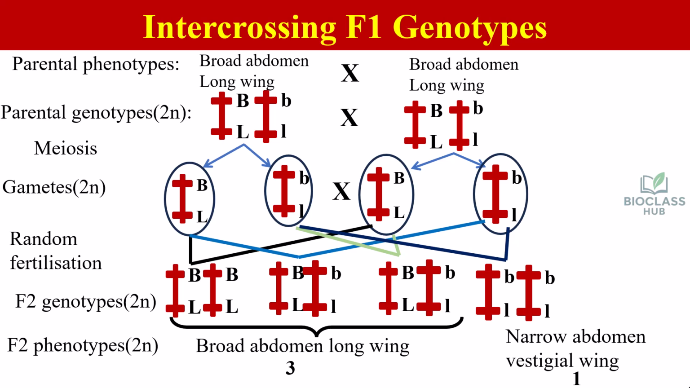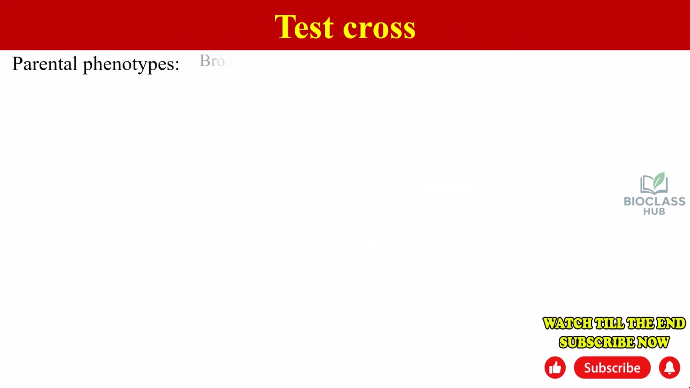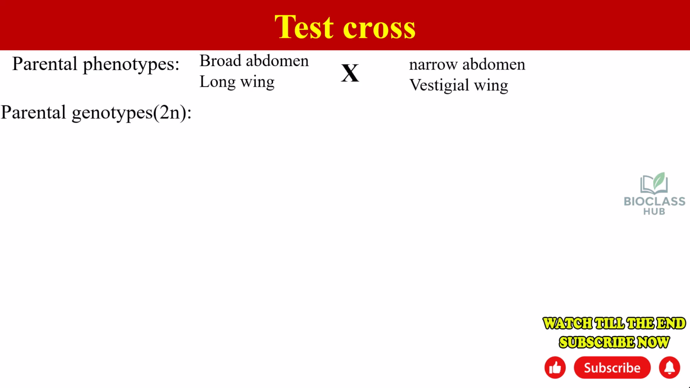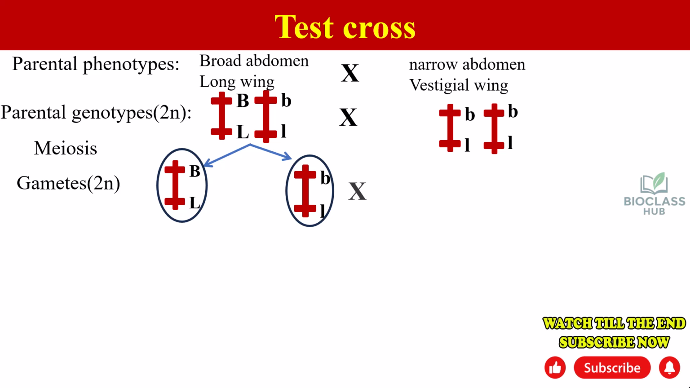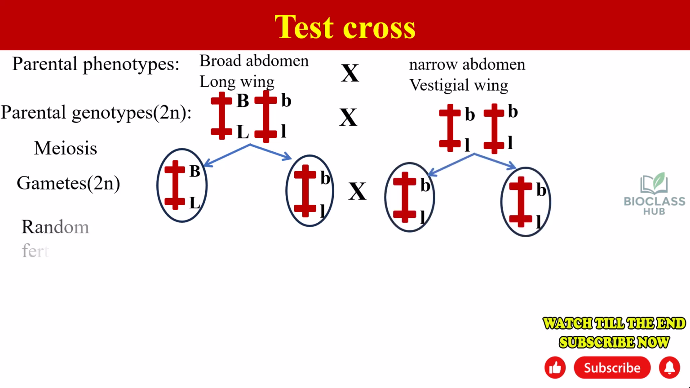In complete linkage, a 3:1 ratio is obtained in the F2 generation because independent assortment and segregation of chromosomes do not take place. In a test cross, we use a heterozygote with a double recessive. Parental phenotypes: broad abdomen with long wing crossed with narrow abdomen with vestigial wing. Parental genotypes: heterozygous with double recessive. Meiosis leads to the formation of gametes. Random fertilization occurs to form the offspring genotypes.